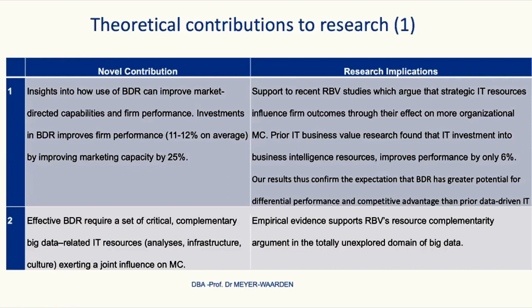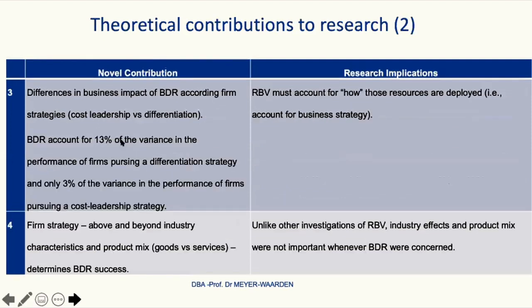And compared to the literature, in coherence with the literature, we see that resources have to be complementary because one single resource does not necessarily create value. We see their difference according to sectors. So the resource-based view should account for how these resources are deployed according to the business strategy. And we see that the firm strategy is the most important determinant of success, much more than the industry in which big data is practiced. And so, in other words, it's more important to consider firm strategies than goods versus service.